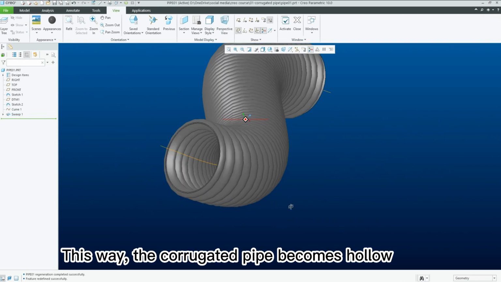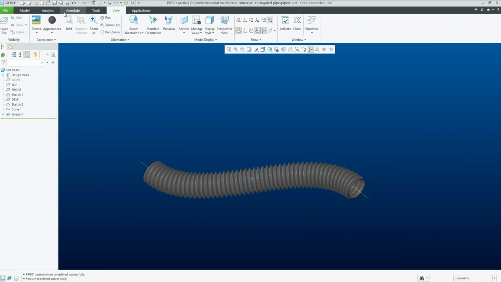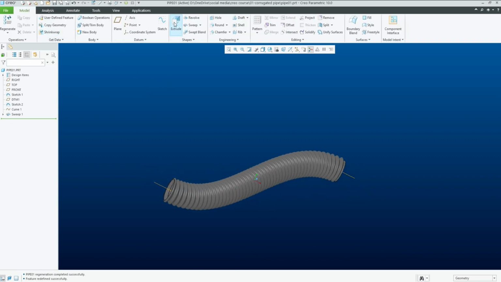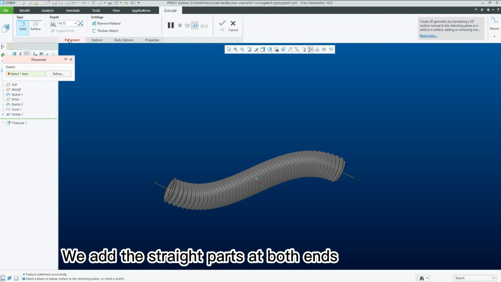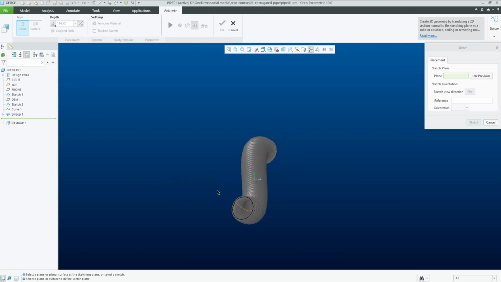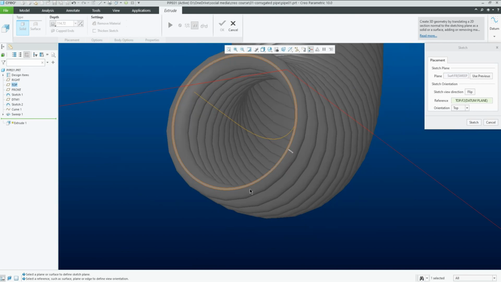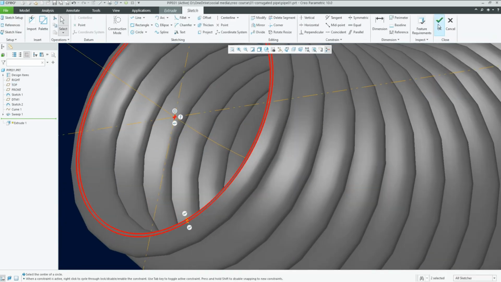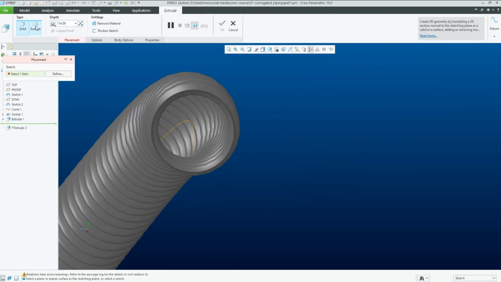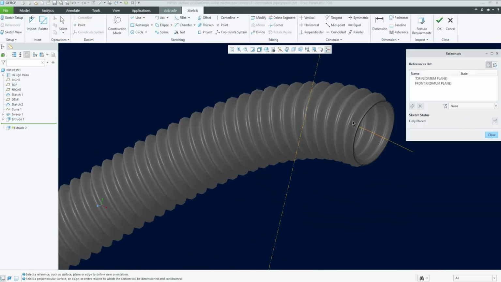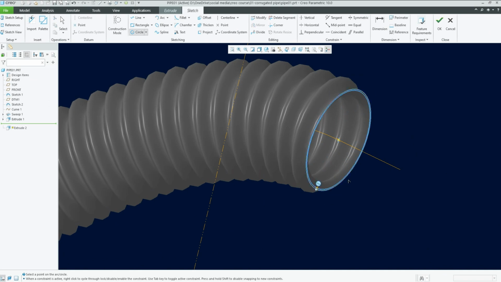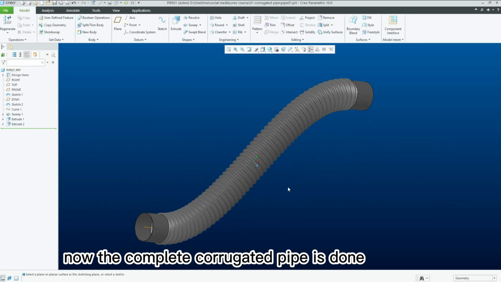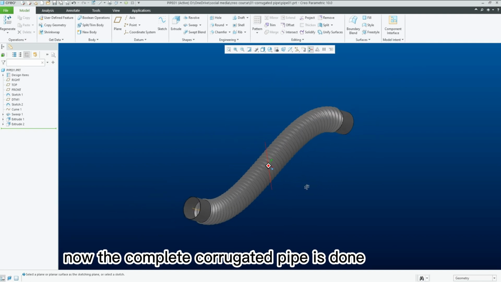This way, the corrugated pipe becomes hollow. We add the straight parts at both ends. Now the complete corrugated pipe is done.